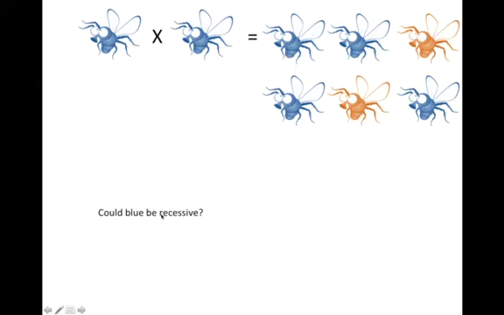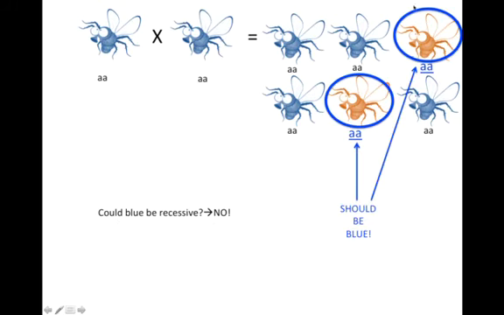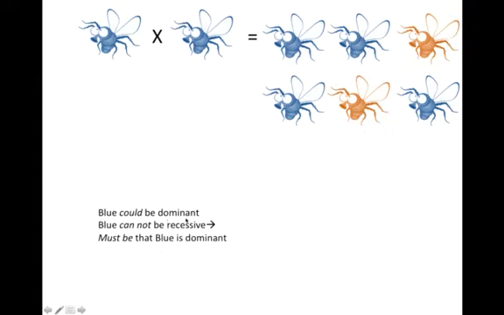Okay, so now we can ask, could blue be recessive? Well, if blue is recessive, then we know that both of these flies must be little a. So it makes sense we'd see some blue descendants because they'd be little a. But the problem is that all of our flies should be little a, which means that they should all be blue, right? Because little a should give us blue if blue is recessive. And so now we've shown that blue could not be recessive, because if it were, then these flies should be blue as well. So under this cross, blue could be dominant, but blue cannot be recessive. That means that blue must be dominant.